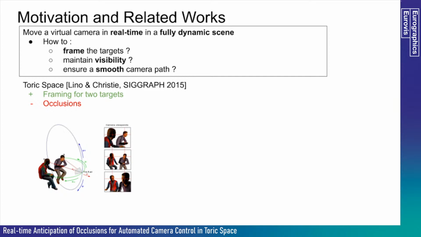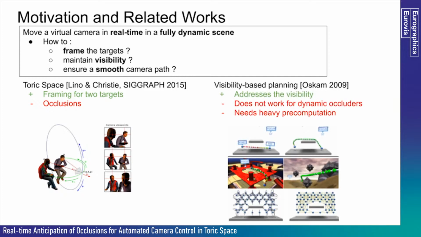But we still need to address the visibility problem. In the literature, a lot of works partially address this problem, but without the framing constraint. For example, this paper of Oskam addressed the occlusion problem for a dynamic camera, but this system does not work for dynamic scenes and needs heavy precomputations.